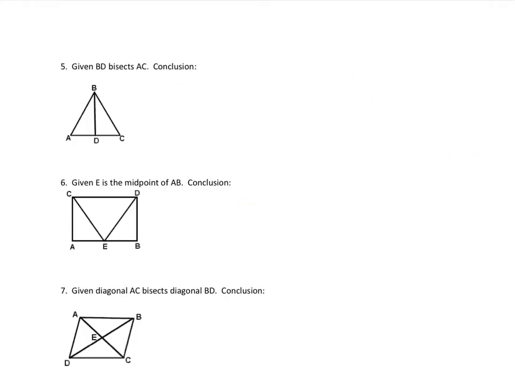Next one, given BD bisects AC. Again, pay close attention to the order. So BD bisects AC. So here's your bisector. It's going that way and it bisects AC, which tells us that this side and this side are equal in measure. So AD equals CD. And that is definition again of bisector.